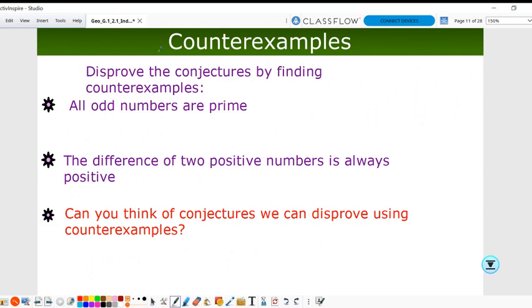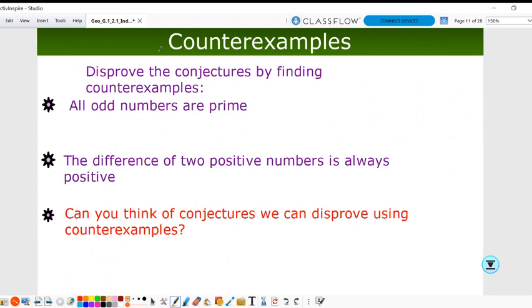So now we're going to go ahead and disprove the conjectures by finding a counterexample. So we have all odd numbers are prime. So we have to know what odd numbers are. We have to know what prime numbers are. So I'd like you to think about coming up with a counterexample to that conjecture.